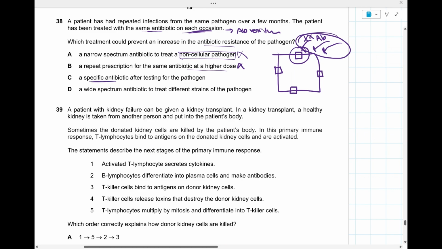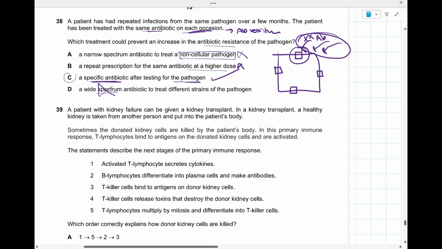C, a specific antibiotic after testing for the pathogen. Yes, even if there's an antibiotic resistance, there might be an alternative antibiotic which is suitable. Therefore, this is correct. D, a wide-spectrum antibiotic to treat different strains. Now, this is incorrect because a wide-spectrum antibiotic might not be specific for the actual pathogen, and this would actually increase the antibiotic resistance.